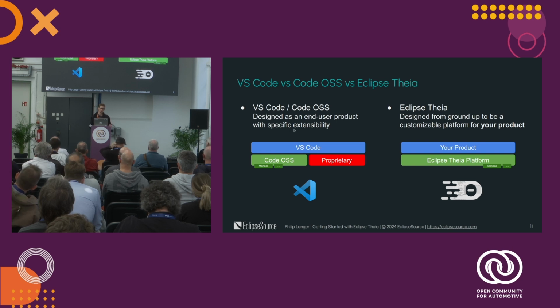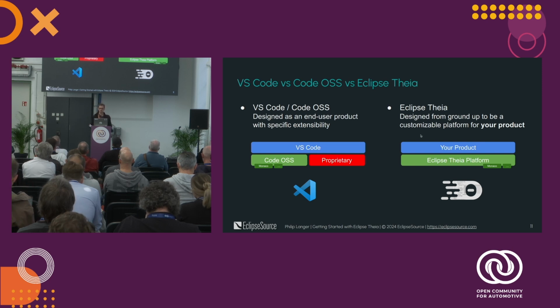So VS Code, as you know, is a proprietary product, an end-user product that you can download. And it's built based on two things, on Code OSS, which is an open source part of it, and a proprietary bit. And both of these things are designed to fulfill the purpose of creating this end-user, this proprietary end-user product of VS Code, which is great if you're looking for a generic extensible code editor.